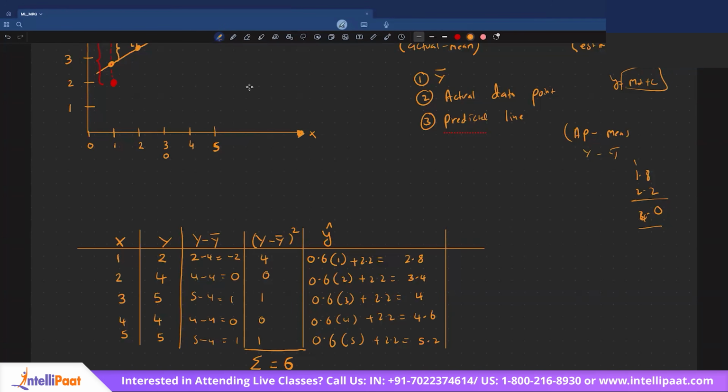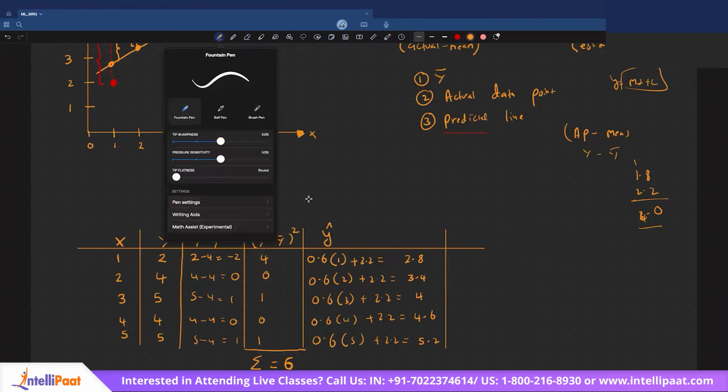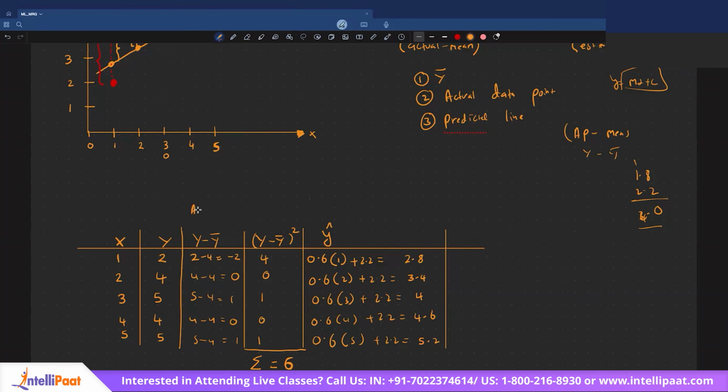So tell me, my people, I have taken something called actual data point, actual point minus mean. What is remaining? What is missing here? Estimated minus mean, correct? See, actual data point minus mean is taken. Estimated minus mean is not taken. What is your estimated value? Y hat. What is the mean value? Y bar.